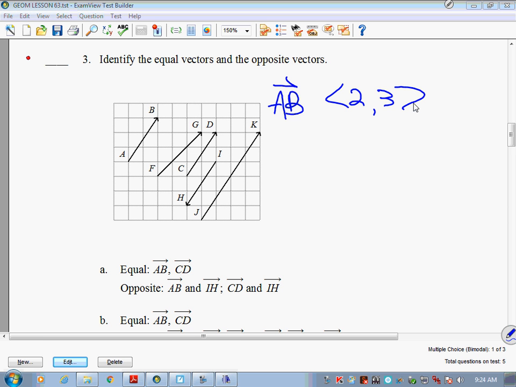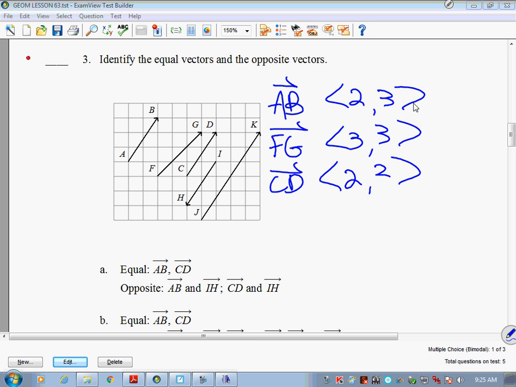3. Okay, let's go to vector FG. Find out what that component form is. Okay, how far over am I going? 3. How far up am I going? 3. So vector 3, 3. Let's do CD. Okay, how far over am I going? 2. How far up am I going? 3. Okay, let's do, now is this IH or HI?